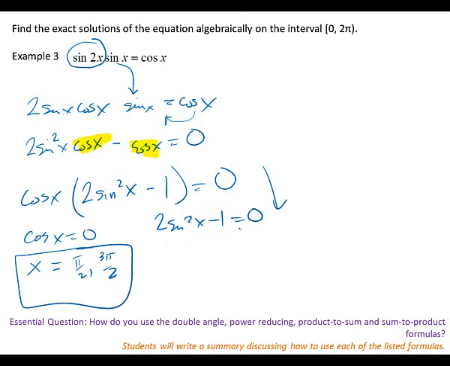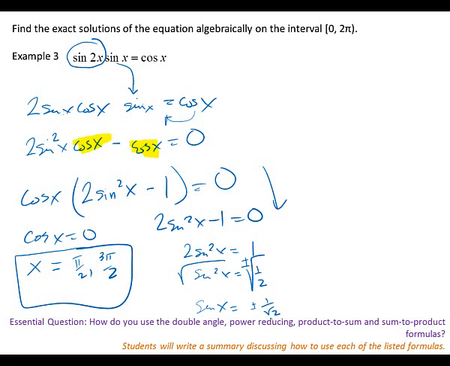What am I going to do to move the 1? Add it. So 2 sine squared x equals 1. And then what am I going to do to move the 2? Divide it. It's kind of looking like 1/2, but let's be careful. We have that square root to deal with. How do I undo the square? Square root. When I undo the square, don't I make it a plus or a minus? So sine x equals plus or minus 1 over square root of 2.